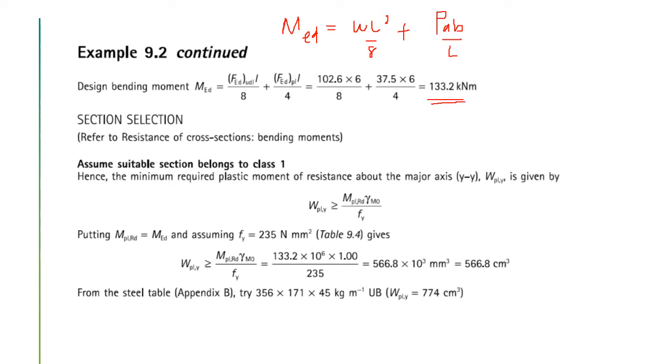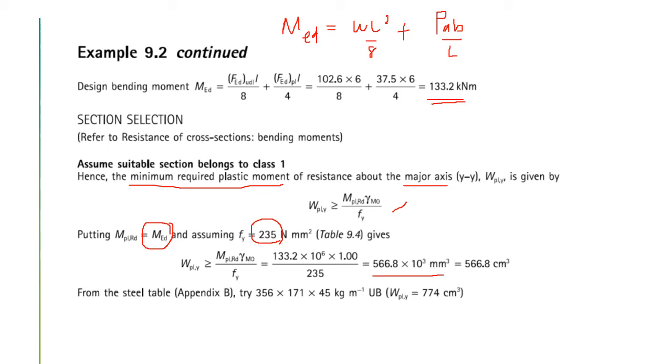From the question, the beam size is not given, so we have to select. Since we have known our MED value, then we can estimate the minimum required plastic moment resistance about the major axis, WPLY, based on the equation for MPL RD. Here we can substitute our MED value, and also the Fy value is given as 235 since we are using steel grade 235. Okay, so you substitute into this equation and you get the value of WPLY in terms of millimeter cube.